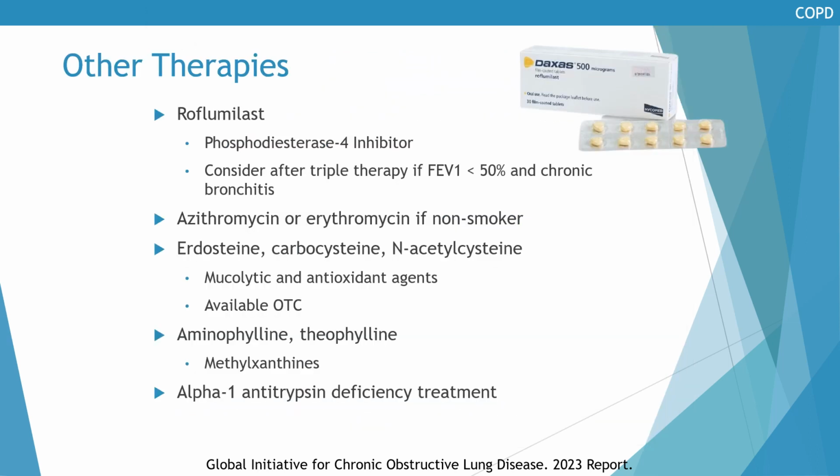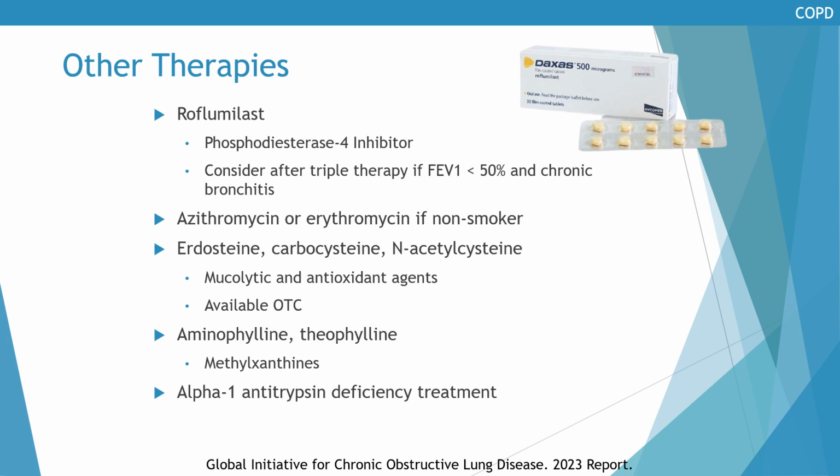These other therapies are listed here on this slide, the first being roflumilast. This is a PDE4 inhibitor and can be considered after triple therapy if FEV1 is less than 50% and the patient has chronic bronchitis. This may decrease the number of sputum neutrophils and eosinophils and would be a good therapy choice for patients that have a predominant chronic bronchitis subtype and a chronic productive cough. Unfortunately, it's often limited by its side effects, which include weight loss, sleep disorders, headaches, diarrhea, and nausea.